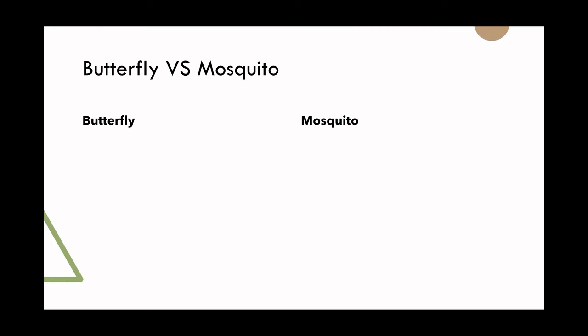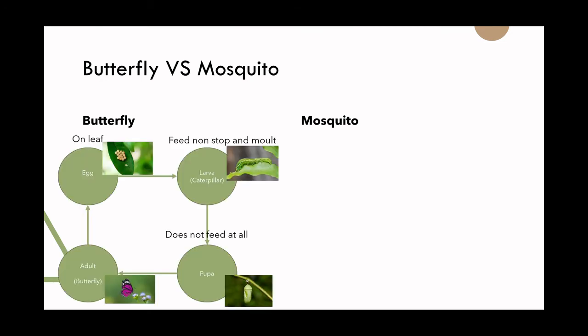Let's talk about the life cycle of the butterfly first. Butterflies lay eggs on the leaf. The reason being, when it hatches, the caterpillar needs to feed on the leaf. So once it hatches, the caterpillar doesn't have to go and look for food, because since the egg is laid on the leaf, immediately the caterpillar can get its food, which is the leaf.